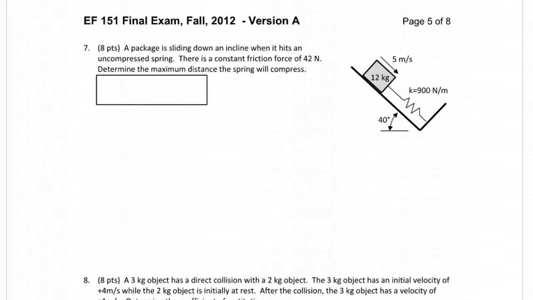Number 8 from the Fall 2012 final has a package sliding down an incline, hits a spring, constant friction force, maximum distance the spring will compress.